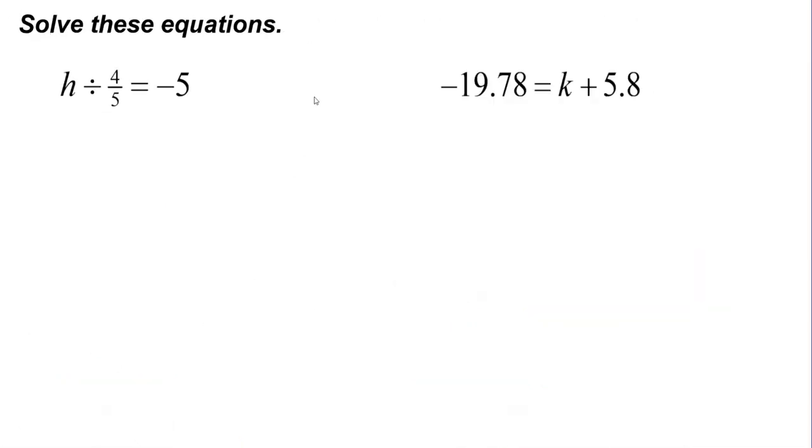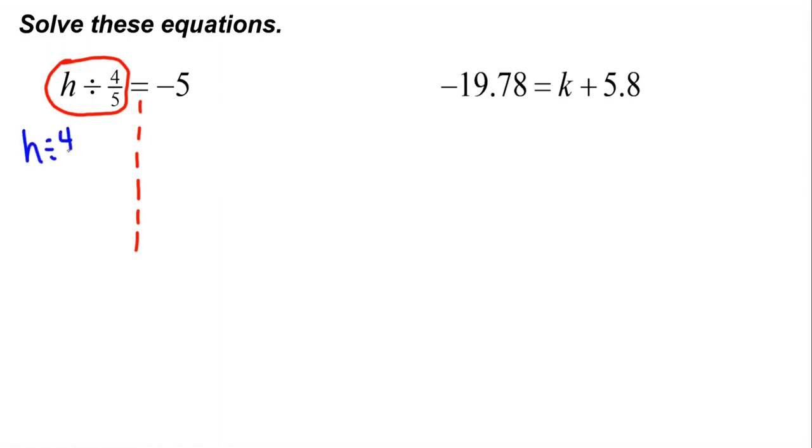So here, let's solve these equations. H divided by 4/5 equals -5. So again, the first thing I'm going to do is divide my equation into its two halves, and then I'm going to look at the side that contains the variable. H is being divided by 4/5, so I need to use the opposite operation to undo this. So what's the opposite of dividing by 4/5? Multiplying by 4/5. So that's what I'm going to do to both sides of this equation.